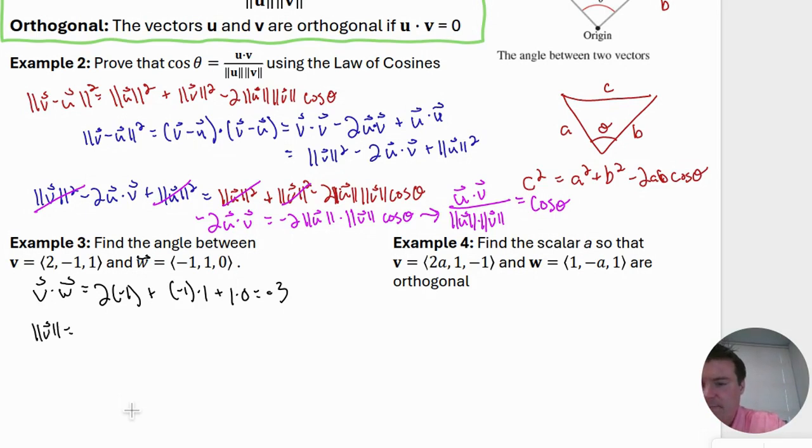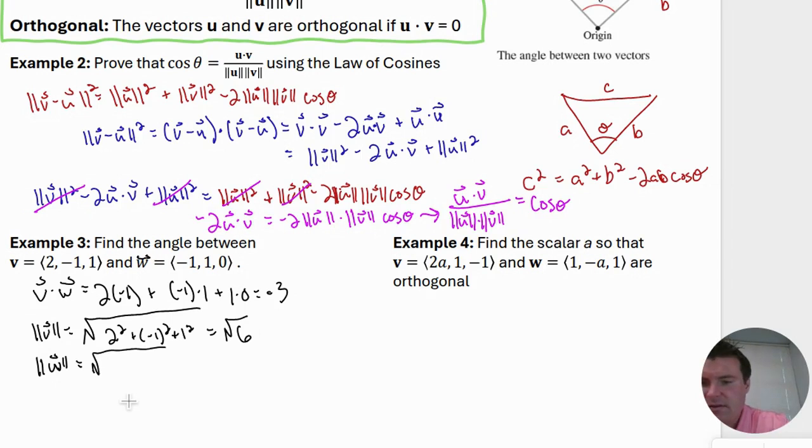Length of v is going to be 2 squared plus negative 1 squared plus 1 squared, which is going to be 3. Yeah, 4, actually no, root 6. Sorry, I'm not that good at arithmetic. Root 6. And then for, oh, this should be w, vector w, this length ends up being negative 1 squared plus 1 squared plus 0 squared, which is root 2.